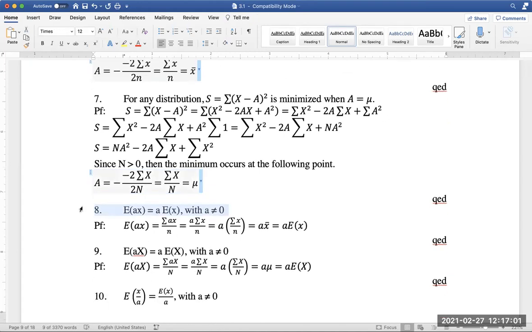So when we are going to be looking at our measure of dispersion, we're going to be looking at the sum of the squared deviations from the mean.